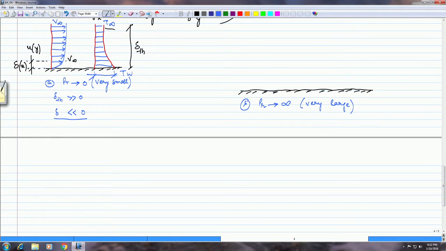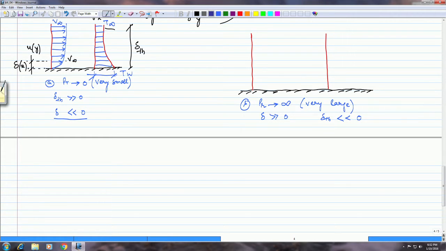What does that mean? It's very large, which basically means that delta is very large and delta TH is very small. Is that right? So in that case, let us therefore... okay, so delta is very large. So what can we say?